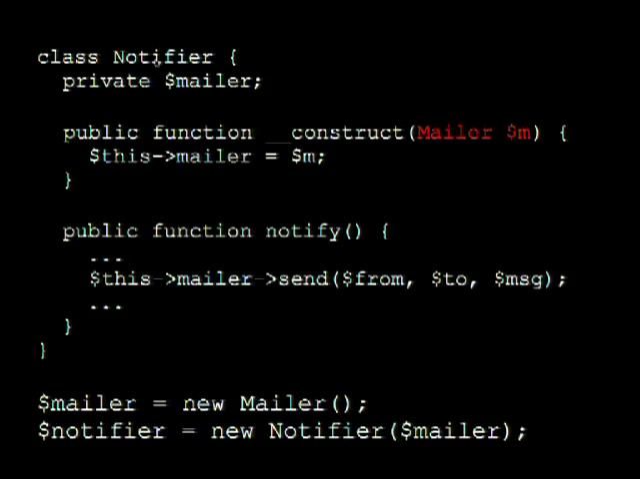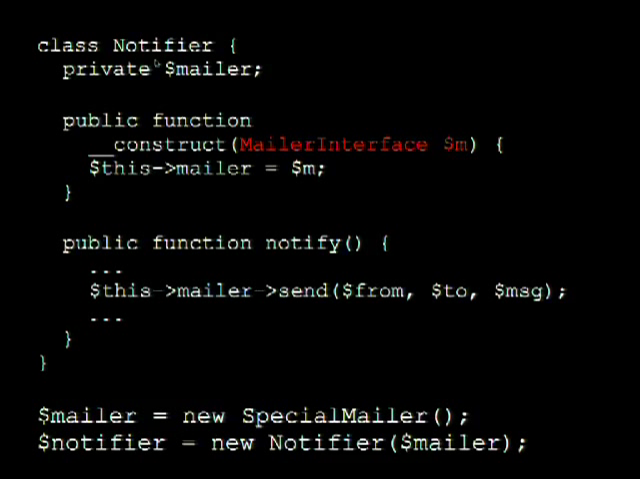So let's look at this again and think, what does the notifier class really need to know about the thing that it's going to use to send the email? Does it even need to know what the concrete class is that gets injected into it? It doesn't. All it needs to know is that it's going to get a thing on which it can call the send method and pass these parameters. And so the way we express that is, it'll accept anything that implements the mailer interface. So now at the bottom you can see, instead of instantiating a mailer object, we use a special mailer and pass that in instead.